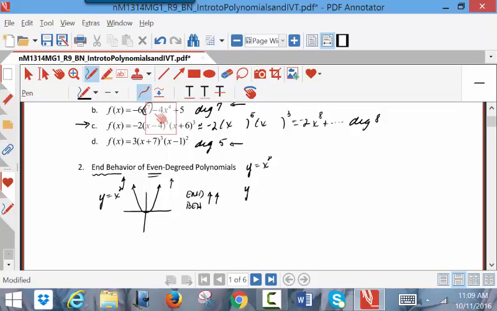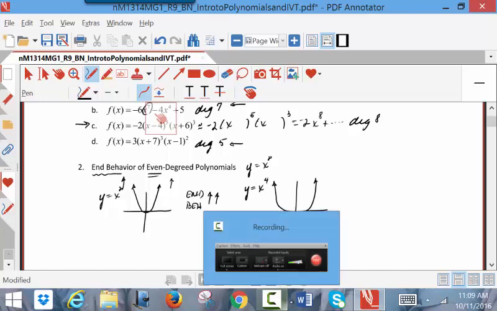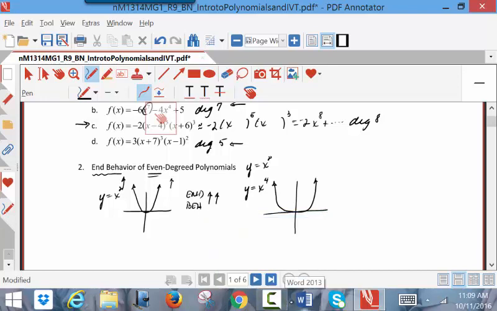Now if I were to do, say, y equaling x to the 4th, the next even degreed polynomial, it looks almost identical to x squared, but it's going to flatten out a little more close to the origin or close to the vertex. So it kind of stays low, close to the vertex. And so as you can see, you're up on the left side, and you're up on the right side. So its end behavior continues to be up, up. And it's really that simple a notation, an arrow and an arrow.